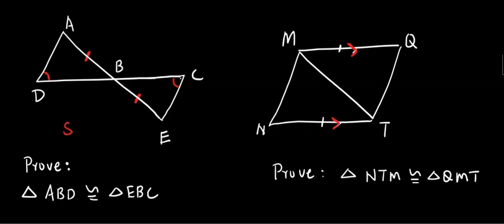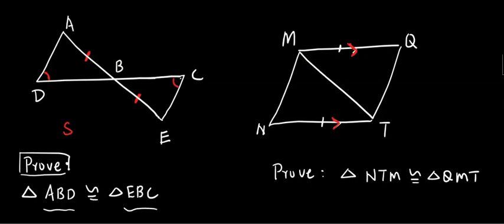Welcome back. Let's do some proof. But today we're not going to write. We just verbally prove it. All right, let's discuss what we have. Let's look at these two triangles. Our job is to prove triangle ABD is congruent to triangle EBC.